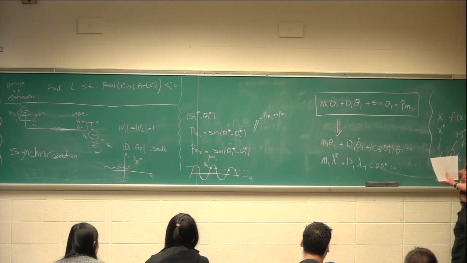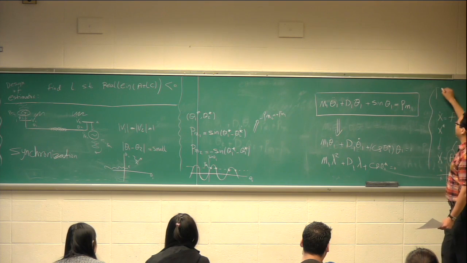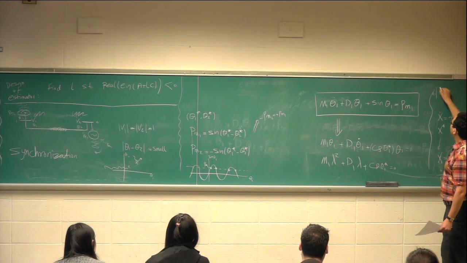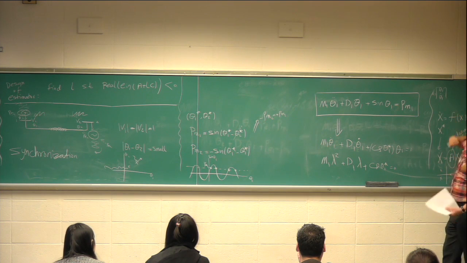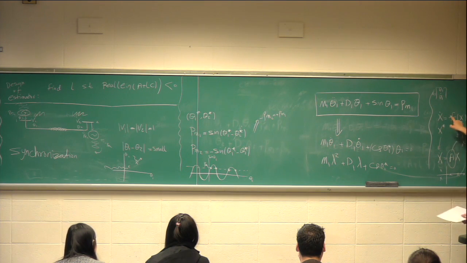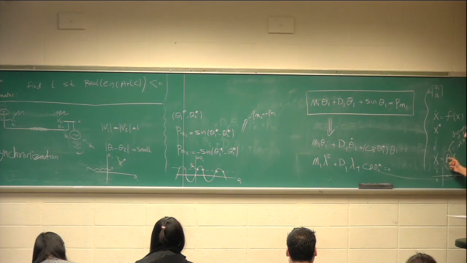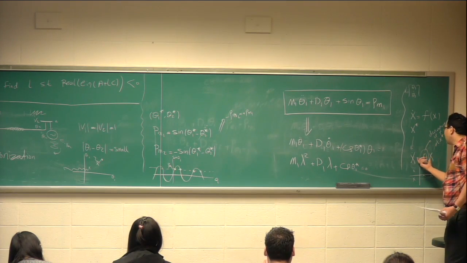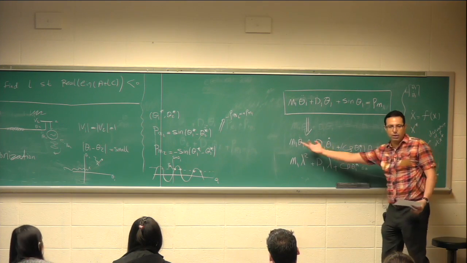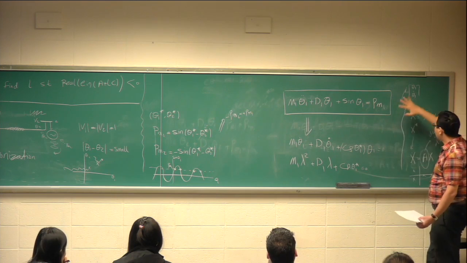Okay. Define x. The other day we defined x as what? Theta 1, theta 1 dot. Then you write it in the form of x dot equal to f of x. Then instead of f of x, you take the derivative and write it in terms of x dot equal to Ax. Then you can bring it back to a second order equation like this. So that's the standard way.